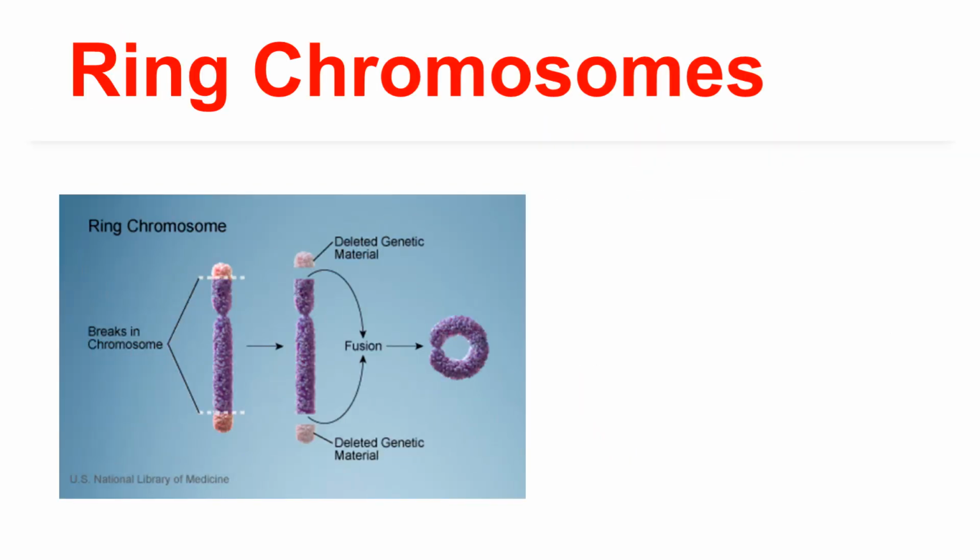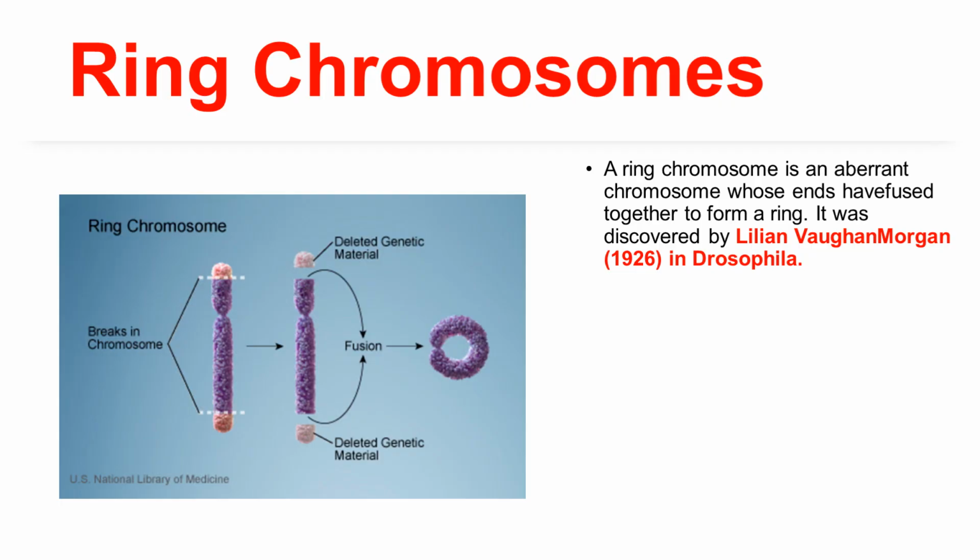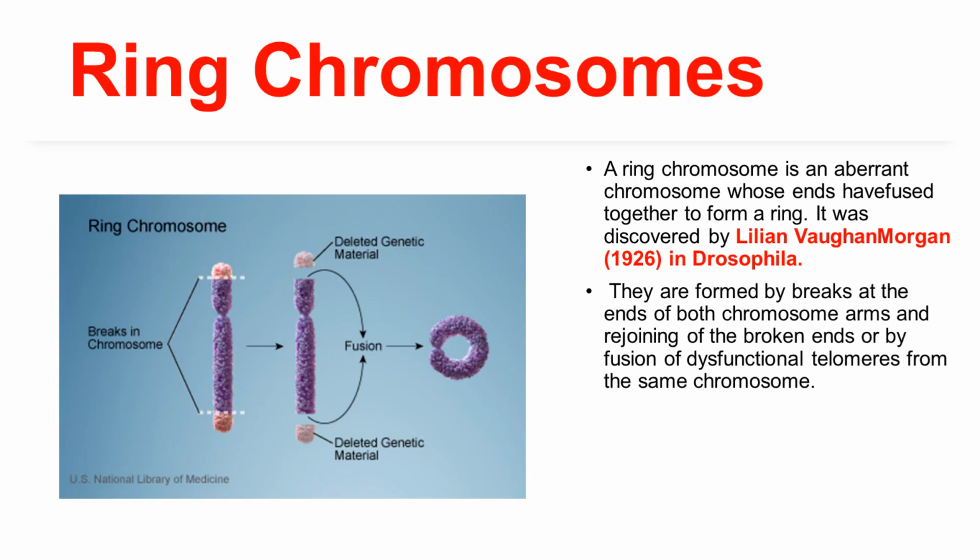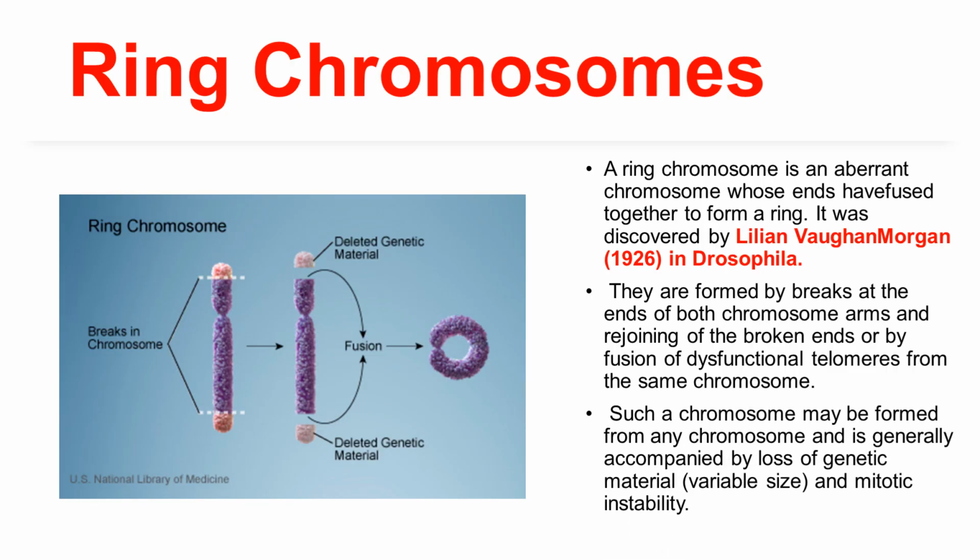Ring chromosomes. A ring chromosome is an aberrant chromosome whose ends have fused together to form a ring. It was discovered by Lillian Vaughan Morgan, 1926, in Drosophila. They are formed by breaks at the ends of both chromosome arms and rejoining of the broken ends, or by fusion of dysfunctional telomeres from the same chromosome. Such a chromosome may be formed from any chromosome and is generally accompanied by loss of genetic material, variable size, and mitotic instability.